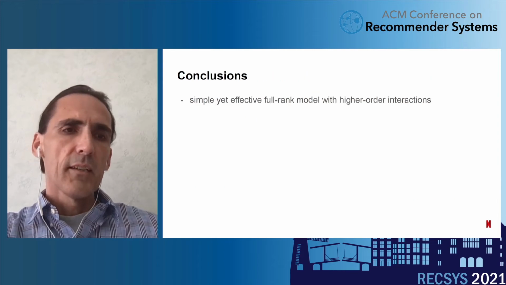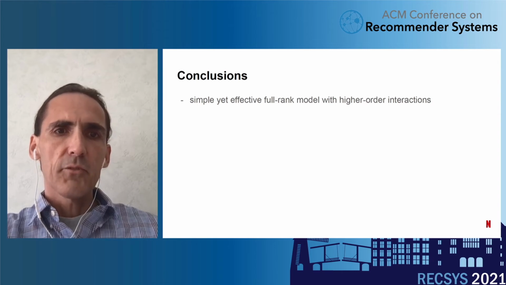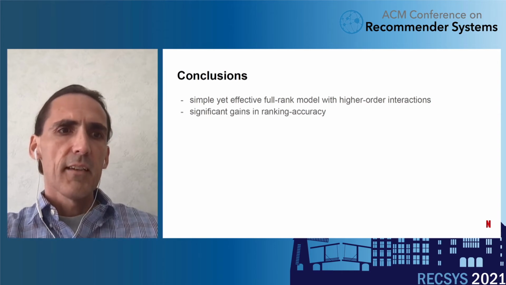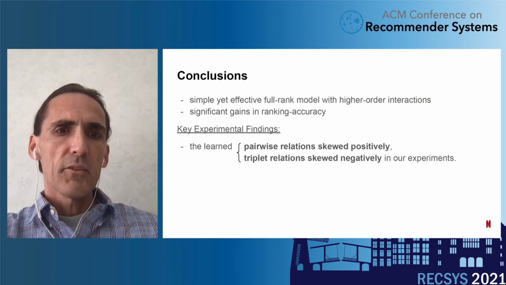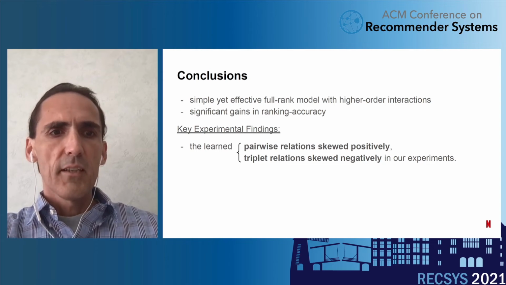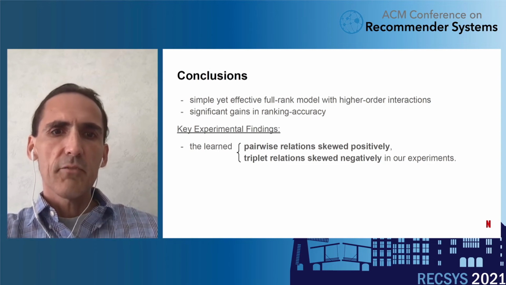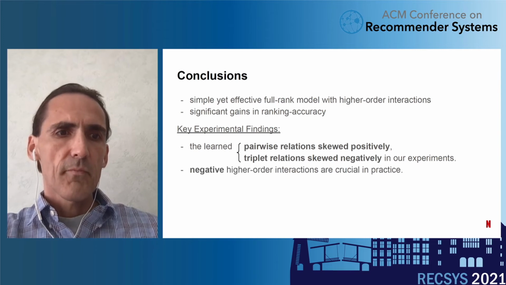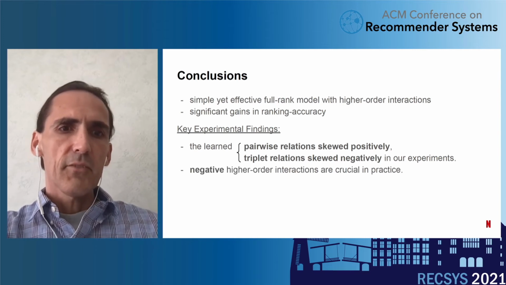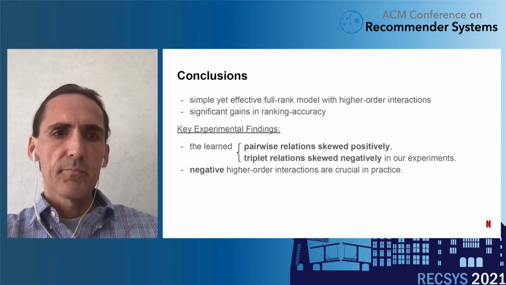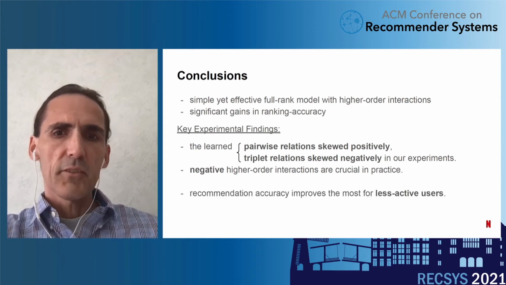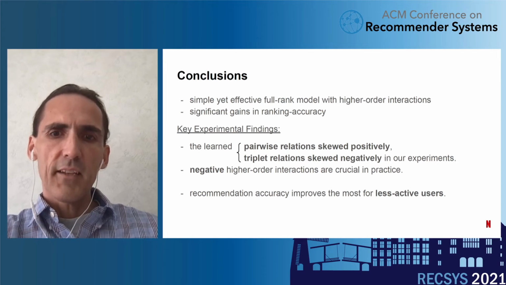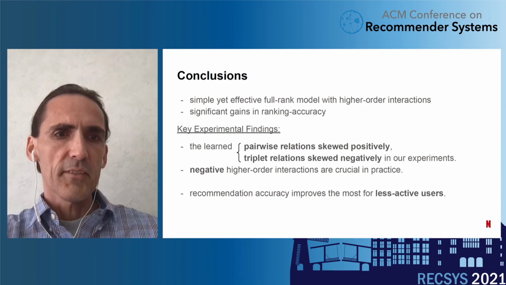So in summary, we considered a simple yet effective full rank model with higher order interactions and observed significant gains in ranking accuracy. Our key experimental findings are that the learned pairwise relations skewed positively, whereas the triplet relations skewed negatively in our experiments. So we saw that the negative higher order interactions are crucial in practice. And finally, and a little bit counterintuitively, the recommendation accuracy improved the most for the less active users rather than for the highly active users.